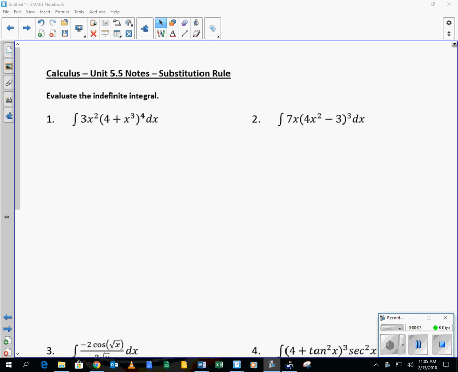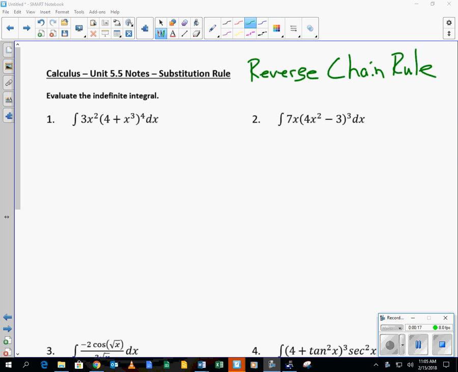Let's just pretend like we did. Okay, so we have the substitution rule, which is kind of like the reverse chain rule. Don't judge my handwriting. I'm flying by the seat of my pants today. All right.